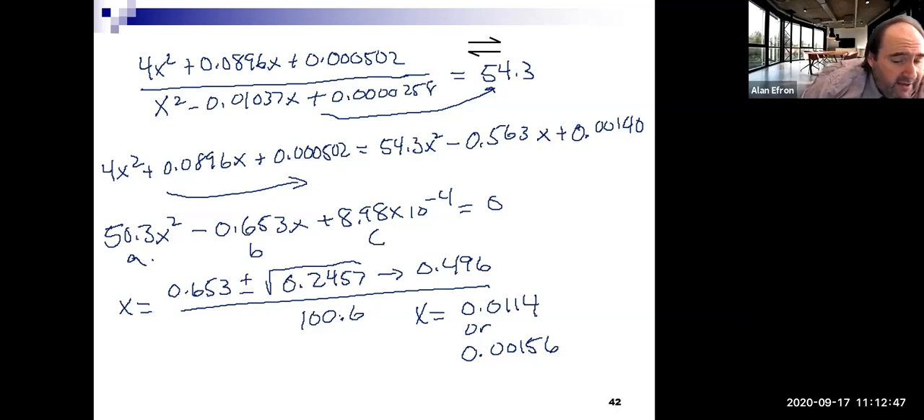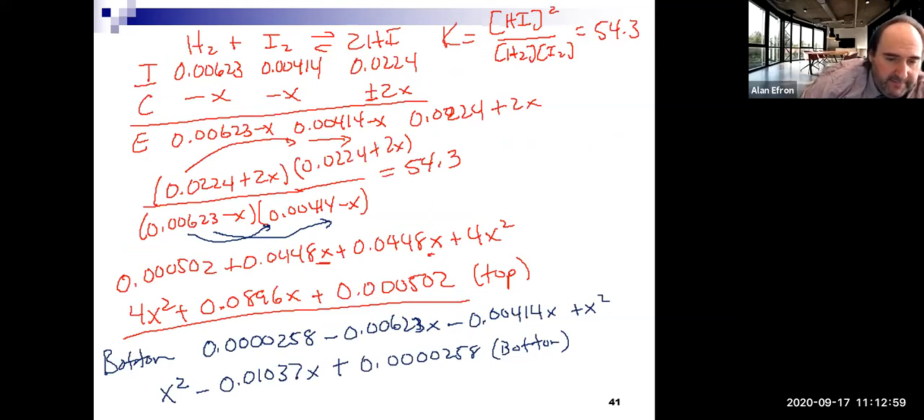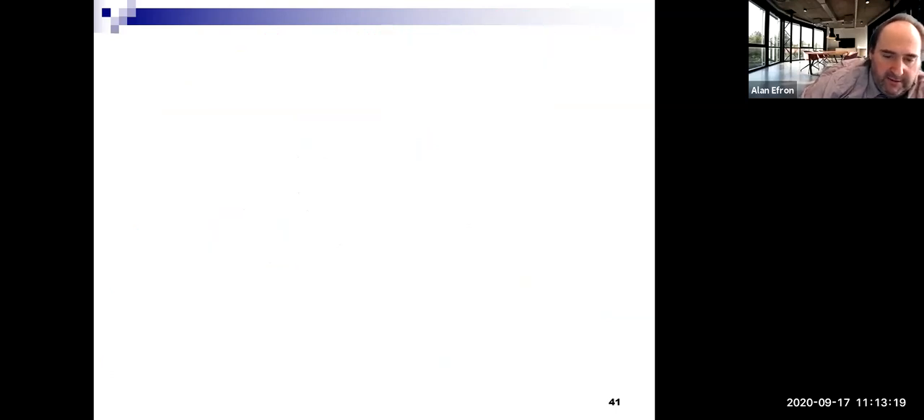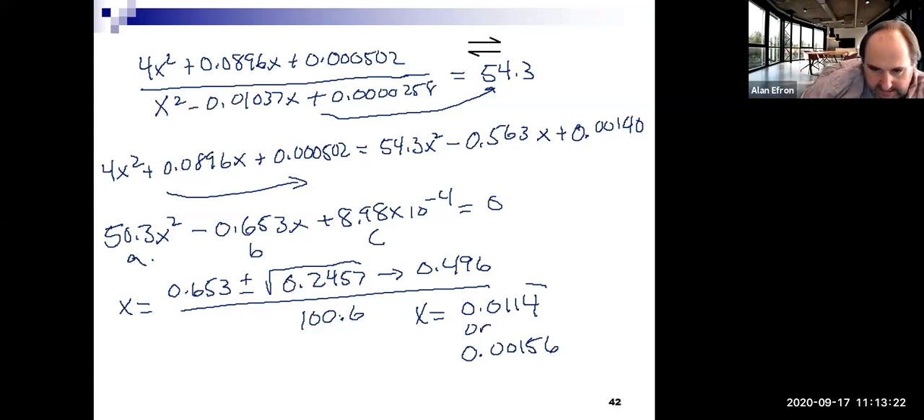Again, in this case, our x values are actually both positive. So one of these answers will not make sense. So let us go back to our table here. This is our ICE table. If we look at our H2 concentration, or even our I2 concentration, we will see that the value of 0.0114 is too big. It's going to give us a negative number when we put it back in there. So this value here that we got is going to be too big. It will give us a negative number, not so good.